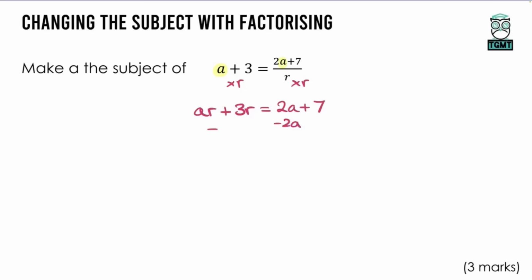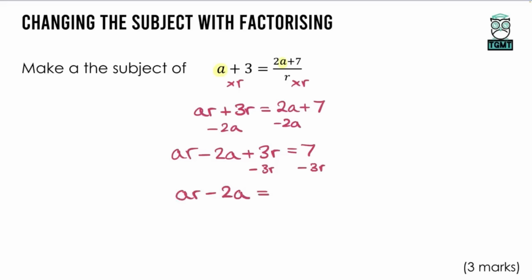Now we also need to minus 3r. You can do that in one jump if you're happy doing so, but I'm going to move it in 2 steps. So I'm going to do ar minus 2a, and then we have the plus 3r, and that's equal to 7. Now I'm going to minus this 3r, so we have the a's on their own, and that's going to make it ar minus 2a is equal to 7 minus 3r. And of course this would look slightly different if we move the a's to the right.